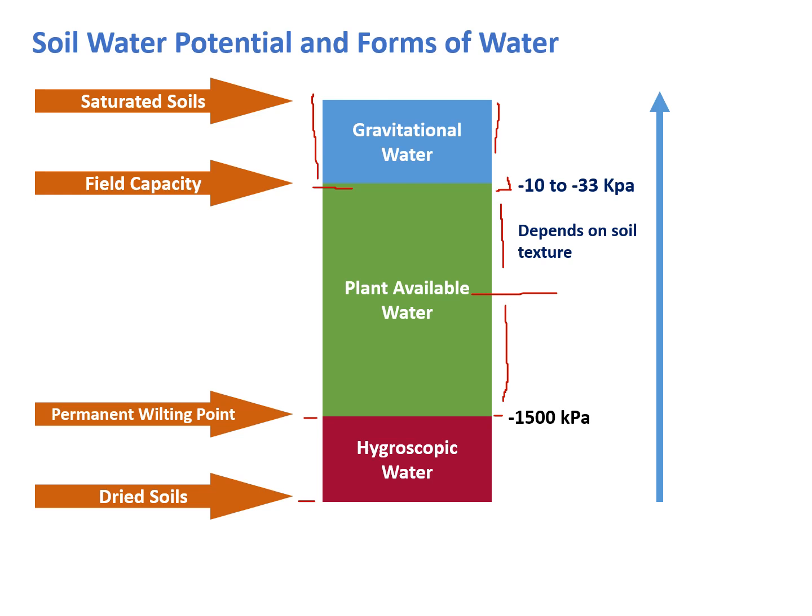So when there is gravitational water in the field, that is saturated soil. When that is removed or leached down, then we have a field capacity level. At field capacity, of course, the water potential is minus 10 to minus 33 kilopascal. And if we have less than that, then it is plant available water up to minus 1500 kilopascal, and below that we have hygroscopic water.